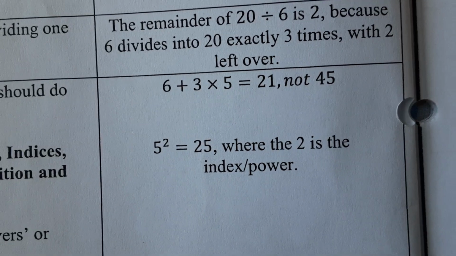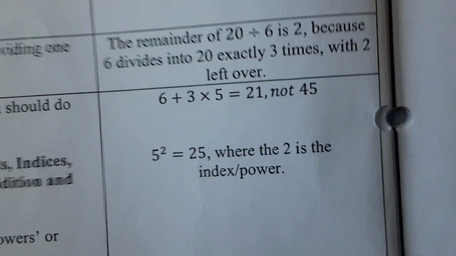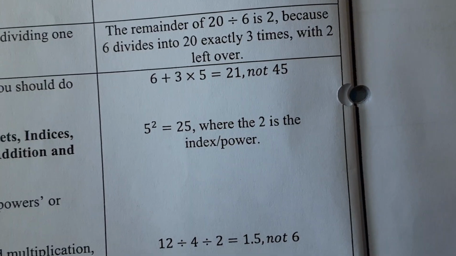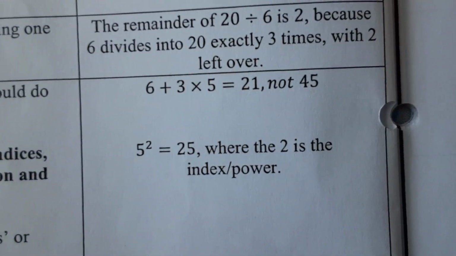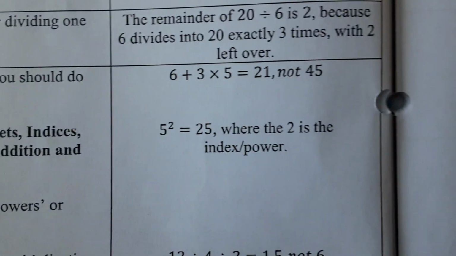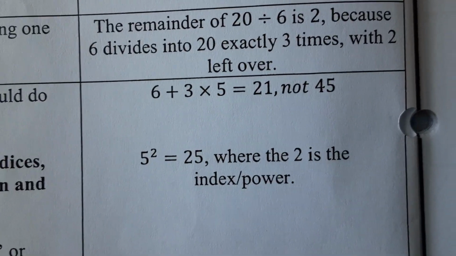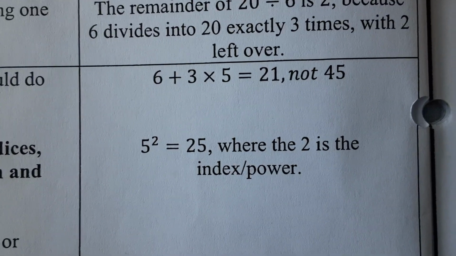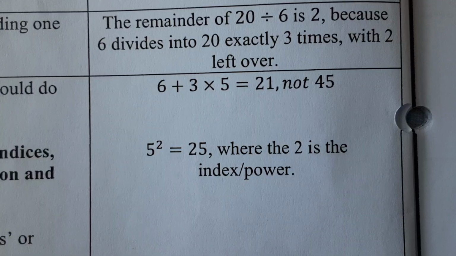So we had 6 add 3 times 5 equals 21, not 45. Okay, so you first start with this one. We first start with 3 times 5, which is 15. And then you add the 6, which gives us 21. And some people do 6 and 3, which equals 9, then times it 5, and it gives us 45. That is not correct. The multiplication comes before the addition, so that will give us 21.